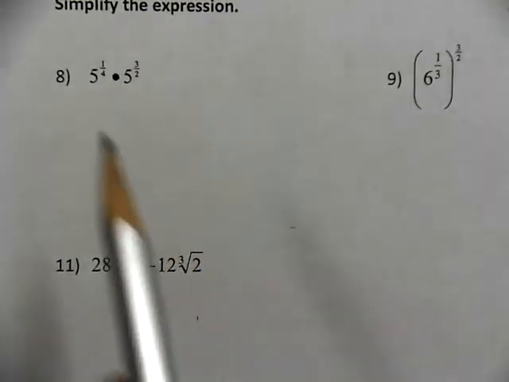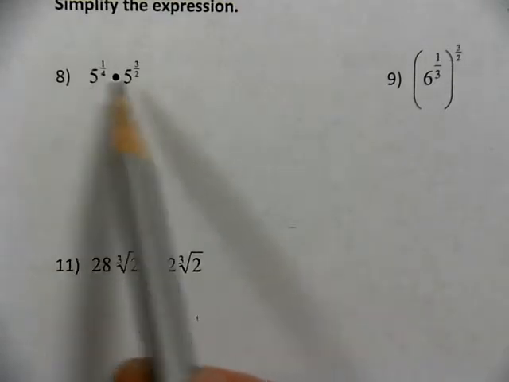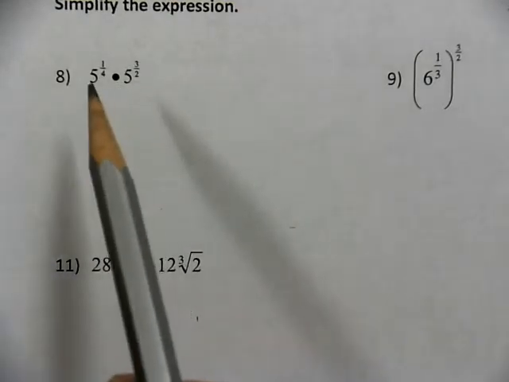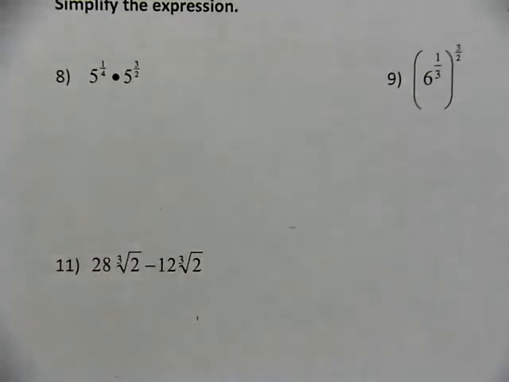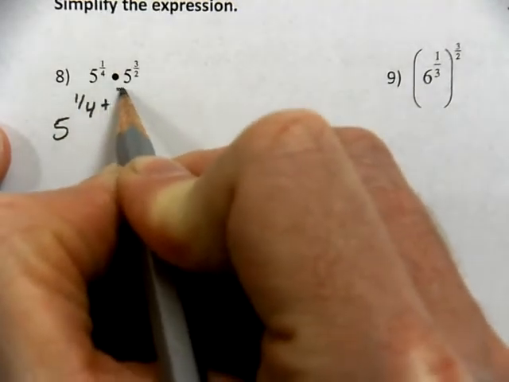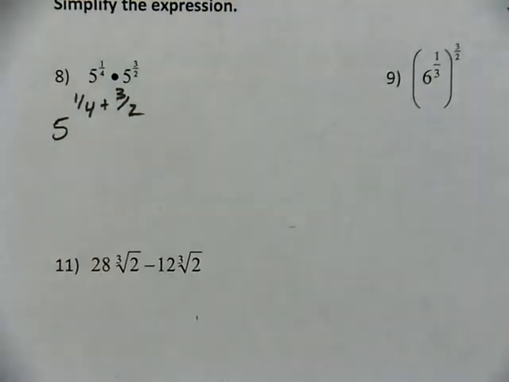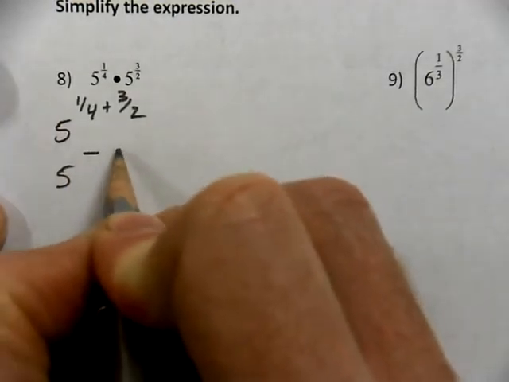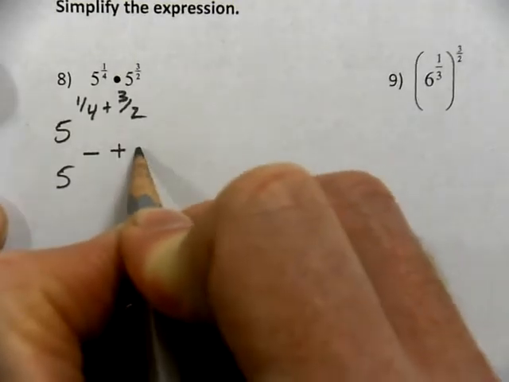Number 8. Here we have two bases that are the same. What do we do when the bases are the same and we're multiplying those together? We add exponents. We don't multiply 5 times 5. We just add exponents. So to add these, we need to have common denominators.